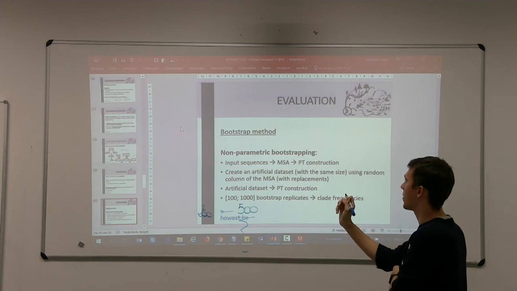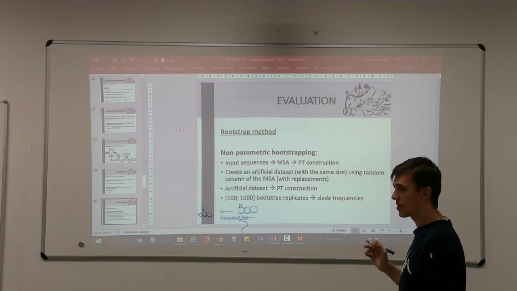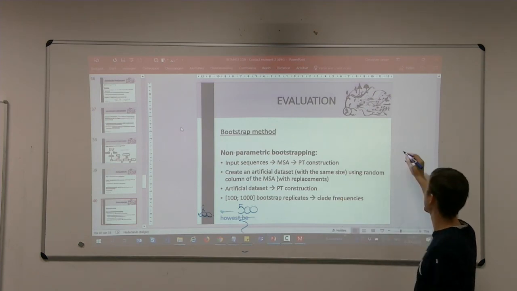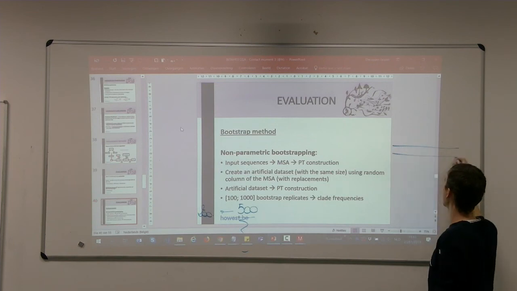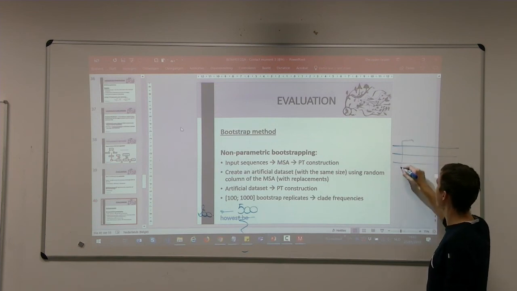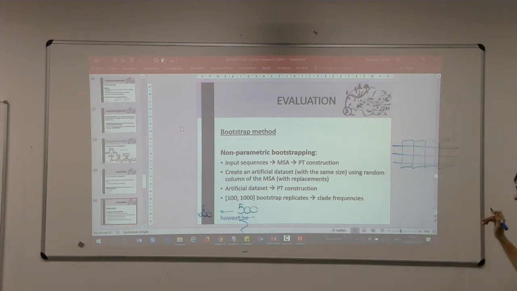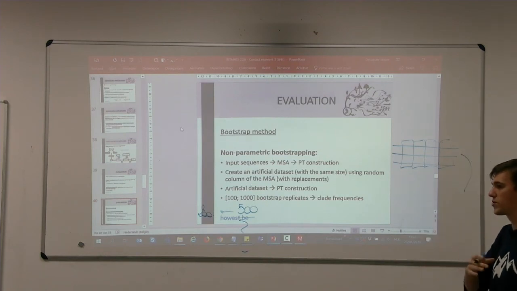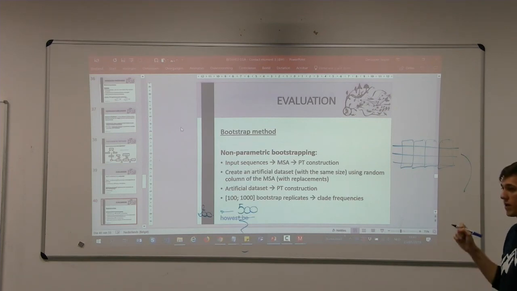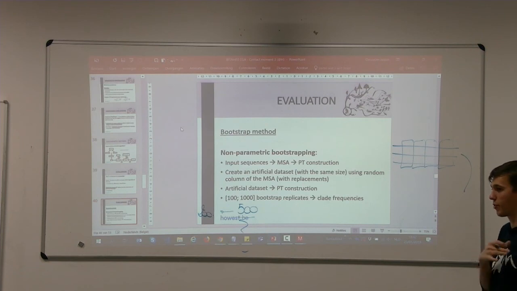How does this bootstrapping work? If we have a multiple sequence alignment, for example, this is my multiple sequence alignment of 4 different residues. If I use a tree construction algorithm for this multiple sequence alignment, and I do this 500 times, I will have 500 identical trees. Which means that my robustness is perfect, because I always have the same tree.